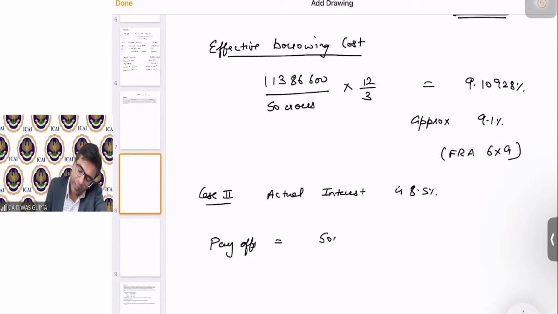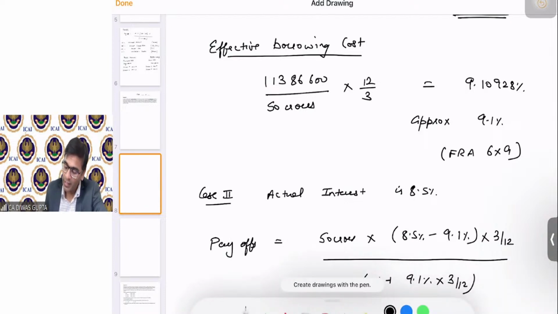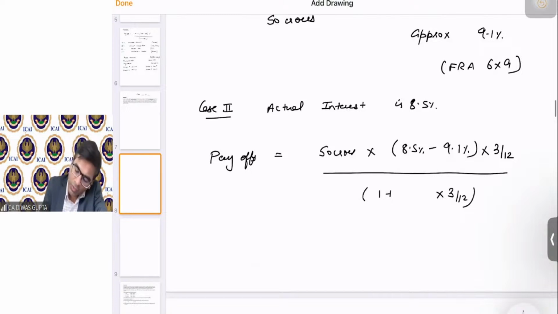Payoffs will be 50 crores multiplied by 8.5% minus 9.1% into 3 by 12 whole divided by 1 plus 8.5% into 3 by 12. Sorry, not 9.1, it is 8.5 because this is going to be the actual rate. Okay. Yes, Kirti, you're right. Ankush Limited will lose.